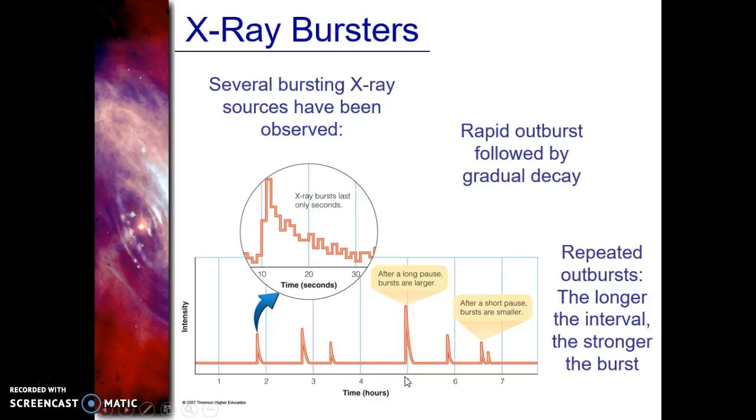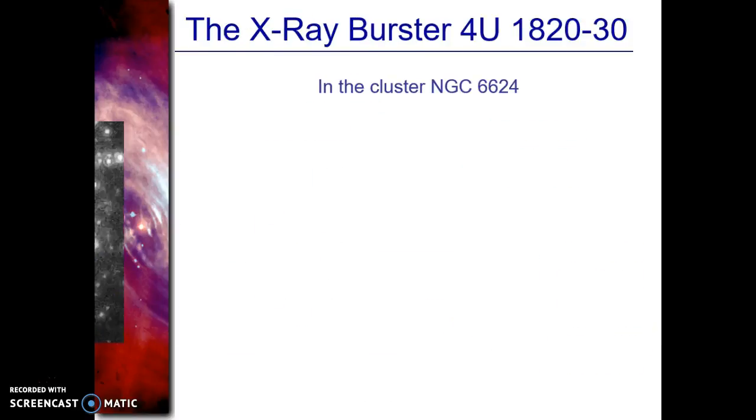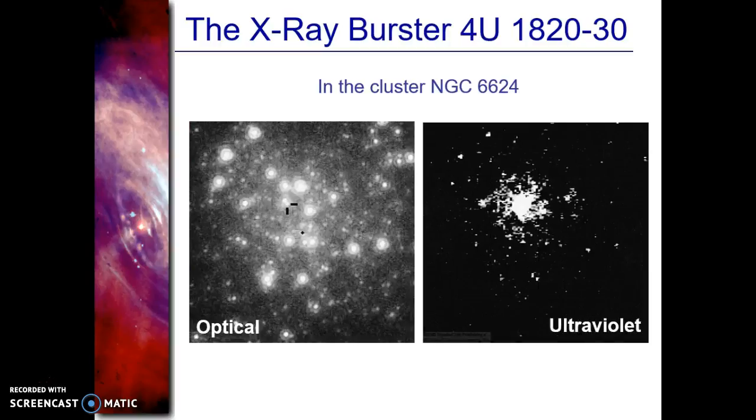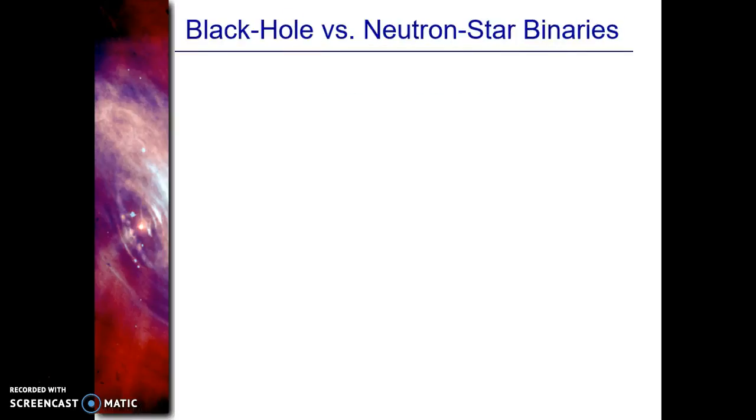The rapid outburst is going to be followed by a gradual decay, so it has to have time to just chill out. And with repeated outbursts, the longer the interval between the bursts, the stronger the burst was. Here is an optical picture of an X-ray burster, and then this one here would be the ultraviolet, so you're able to see the UV. Now, it would have been nice had they shown it in a different way, but that's okay.